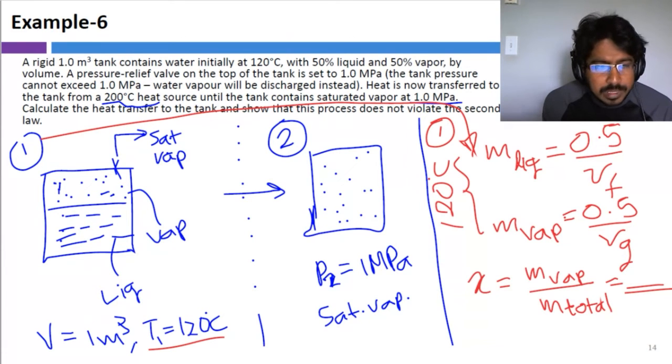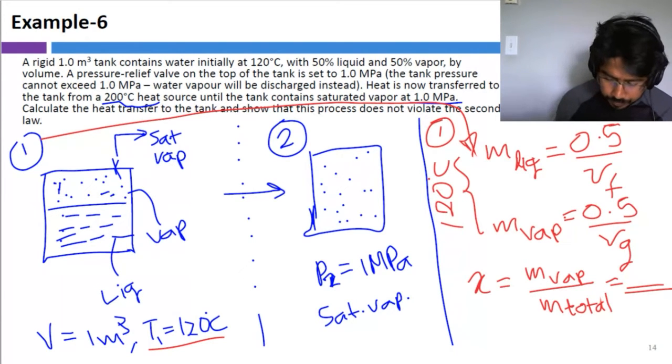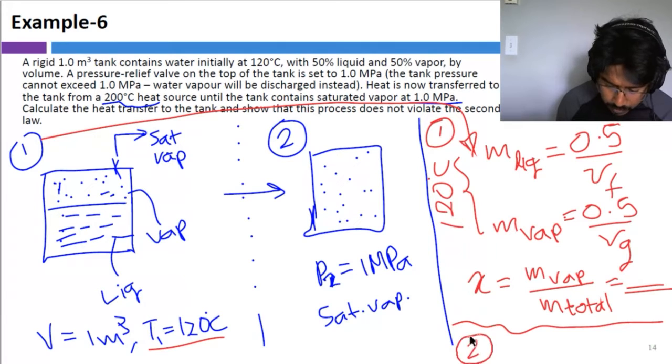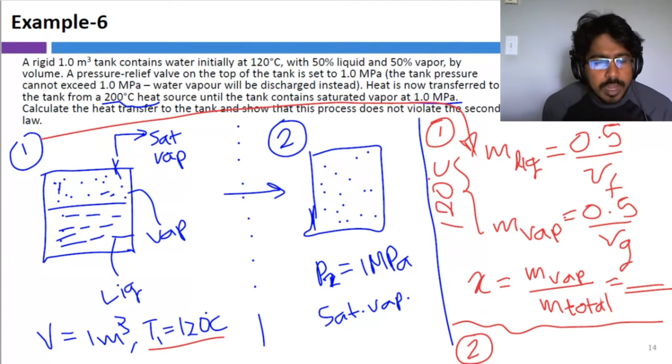Now we have the quality of the mixture, and we have the temperature, and we know it is in the two-phase region. Can we find all the properties, enthalpy, entropy, and whatnot about this state? Can we define state 1 properties? Okay, so now when we come to state 2, we know that it is a saturated vapor, and that means we can go to the two-phase tables and get Vg, Sg, Ug, whatever values we need, right? Can we find all properties at state 2?